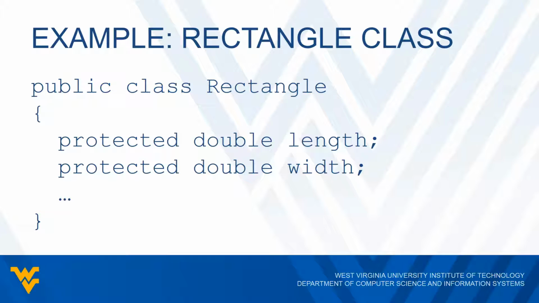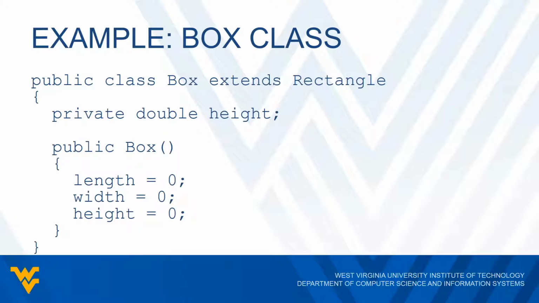Let's go back to our rectangle and box class example here. So this is our rectangle class where we've declared our length and width, and notice that they're now set to protected. The way we would make a variable protected is no different than how we would make it public or private. It's just instead of saying private double length, we would say protected double length, and we do the same thing for our width.